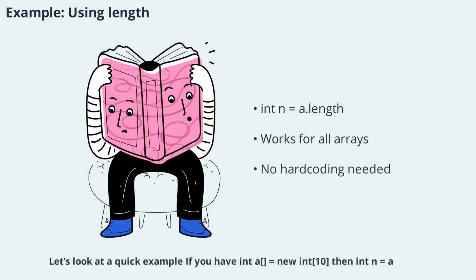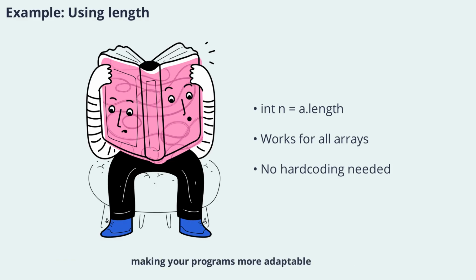Let's look at a quick example. If you have int a[] = new int[10], then int n = a.length will set n to 10. Similarly, for String s[] = {"Ankita", "Guria", "Porna"}, int n = s.length will set n to 3. This makes it easy to loop through arrays without hardcoding their size, making your programs more adaptable.